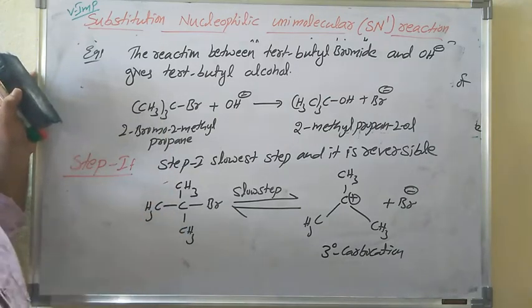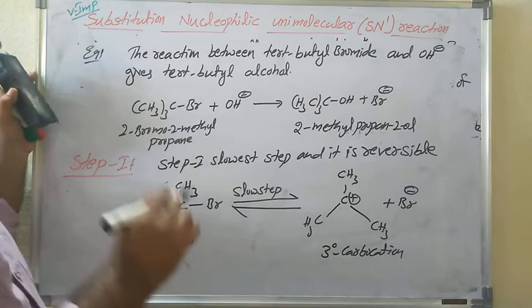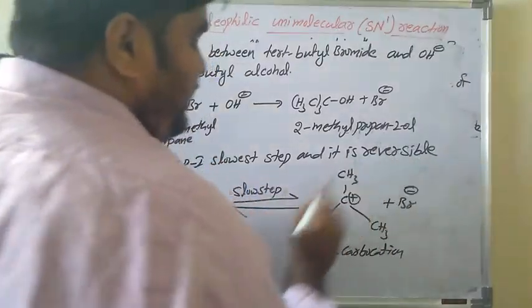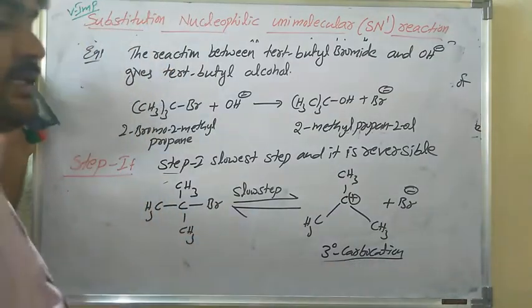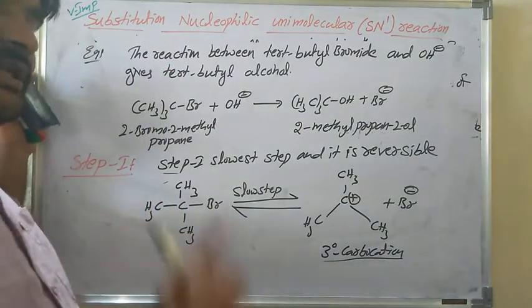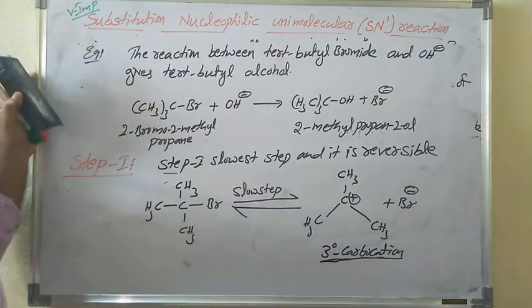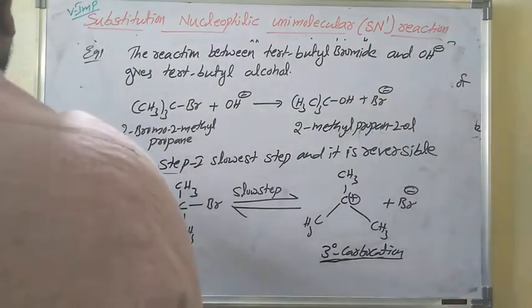This is step 1. Step 1 is the formation of carbocation. It is a slow step, it is reversible, and it forms the tertiary carbocation. The important point in step 1 is that the tertiary carbocation is formed.